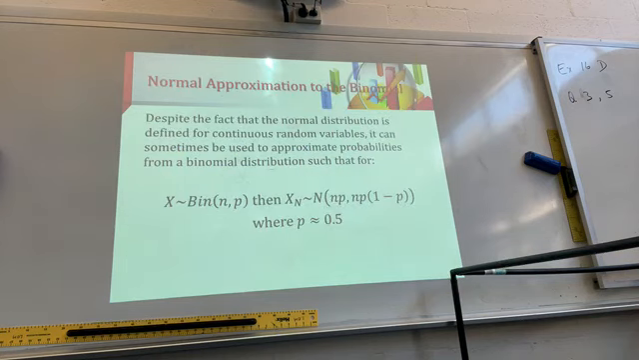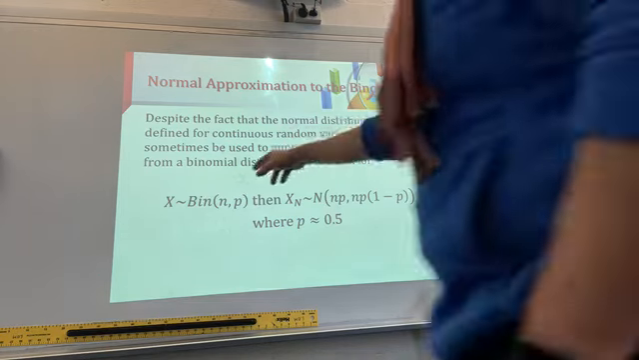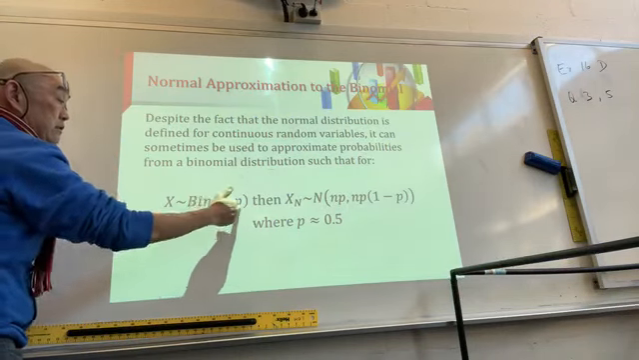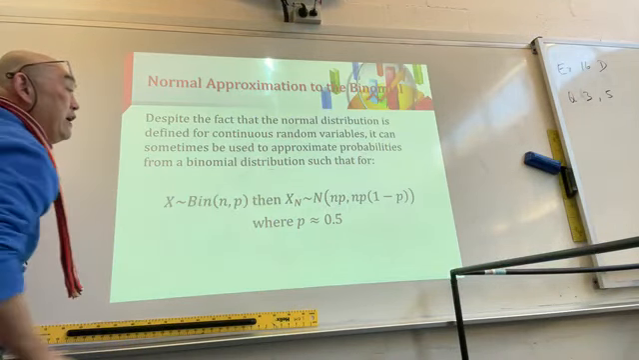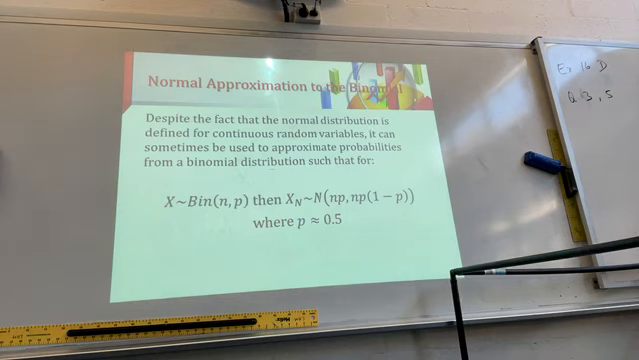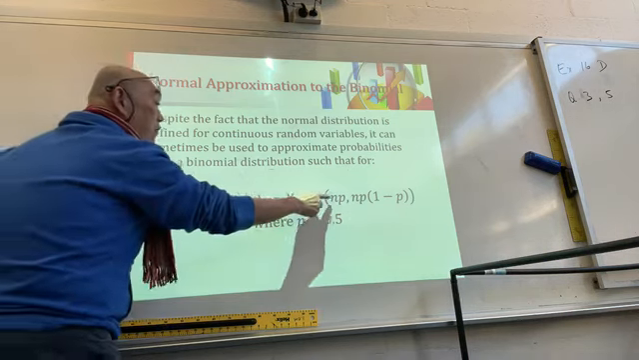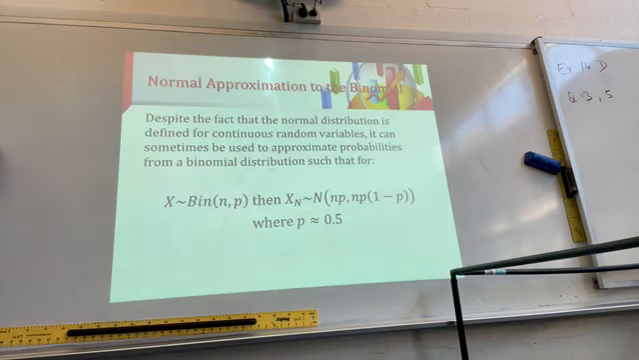Now, what we need to do is the normal approximation to the binomial. Despite the fact that the normal distribution is defined for a continuous random variable, it can sometimes be used to approximate probabilities from a binomial distribution, such as if your binomial distribution has number of trials n and success probability p. X is a discrete random variable, so it only takes discrete values. If you want to model it, we need to model it as a normal distribution with mean np and variance np times 1 minus p, where p is approximately 0.5.